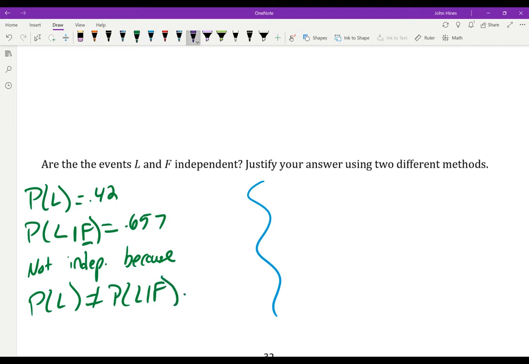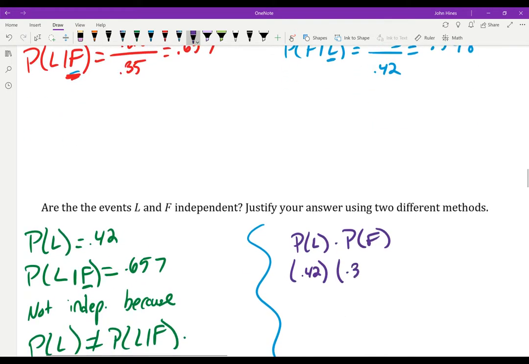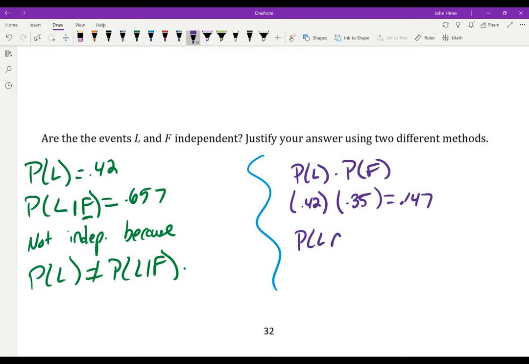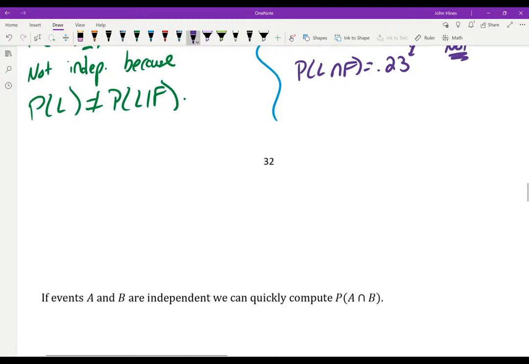The other test is the multiplication test. We find the product, L times F. The L circle is 0.42. The F circle was 0.35. We find that product, 0.42 times 0.35, and we hope we get the middle. I get 0.147. The middle is 0.23. The probability of L and F is 0.23. These are not equal, so they are not independent. If they're the same, then they are independent. But since they're not the same, they are not. It's just using this formula in a different way. So that's how you test for independence.